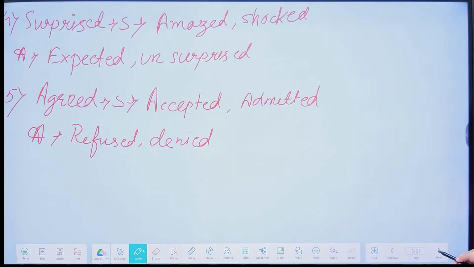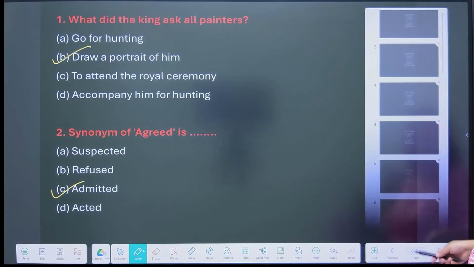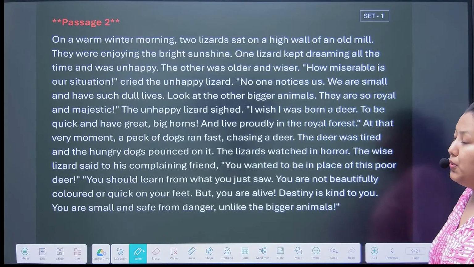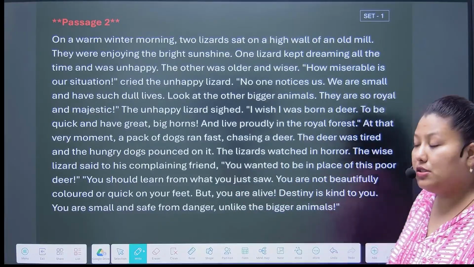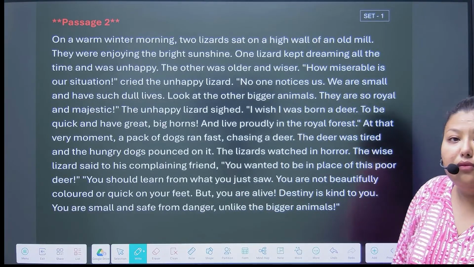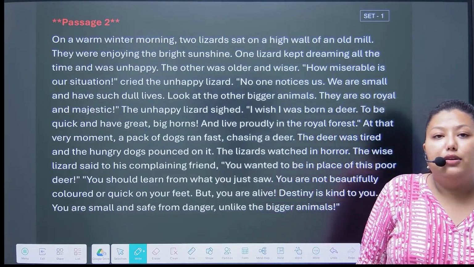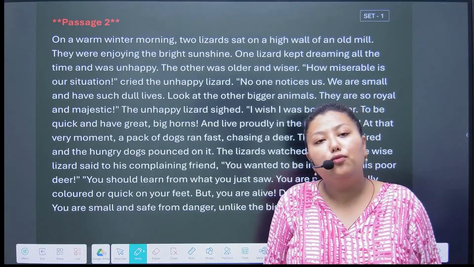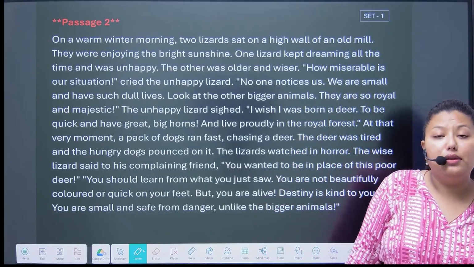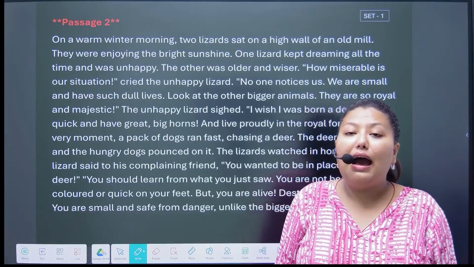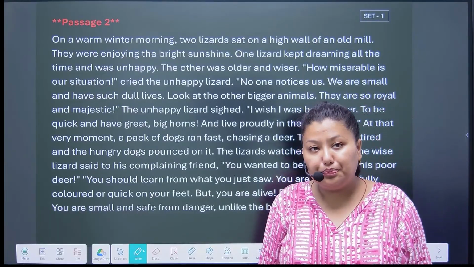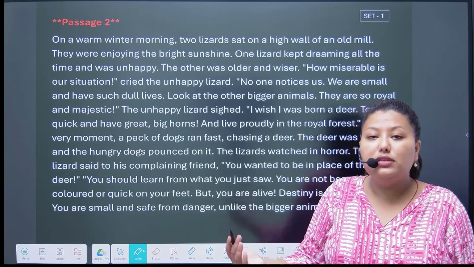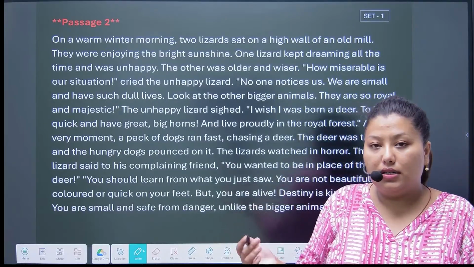Now we will solve the second passage. So passage number 2. We have to read the passage first. On a warm winter morning, two lizards sat on a high wall of an old mill. They were enjoying the bright sunshine.